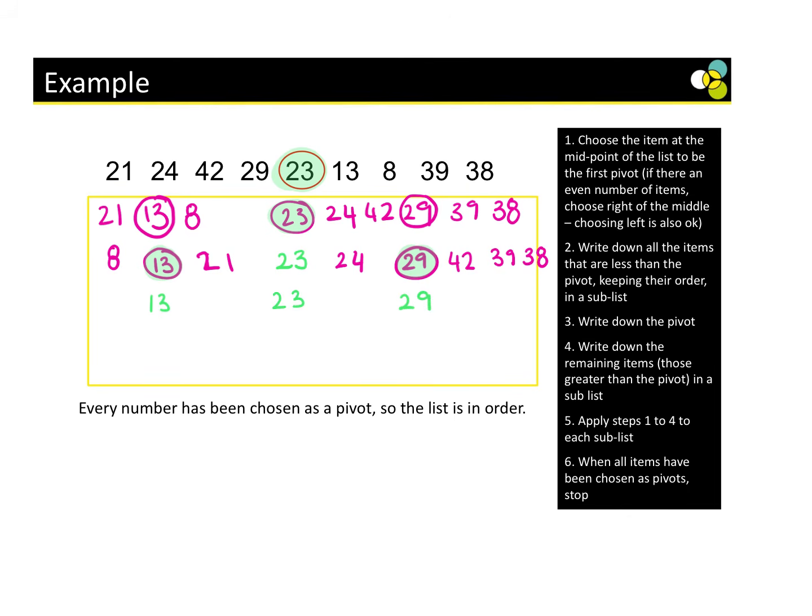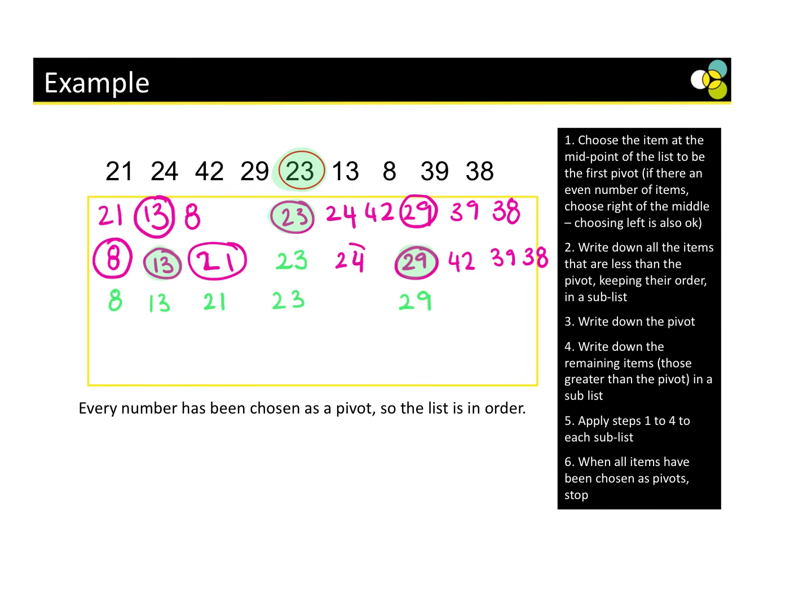What I now look at is I can only stop when all items have been chosen as pivots. So now I would choose 8 as a pivot. Well, I know that's just 8, okay? Because it's on its own. So now that's done. I'm now going to choose 21 as a pivot. Again, the 21 is in between 2 green numbers now. These green numbers are in their right place. So 21 is now in its correct place.